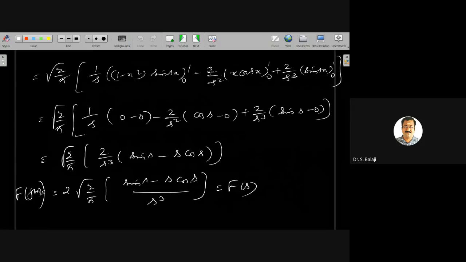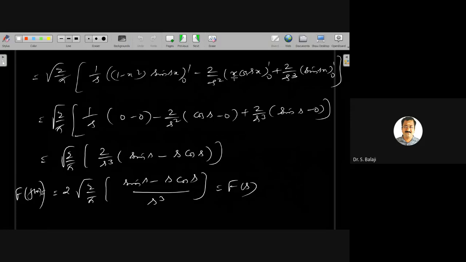1 by s, the second term minus 2 by s square, and the third term 2 by s cube. The limit is only for x, therefore 1 minus x square sin s from 0 to 1, x cos s from 0 to 1, sin s from 0 to 1. When you apply the limit here, 1 minus 1 is 0, sin 0 is 0, totally 0, minus 2 by s square.